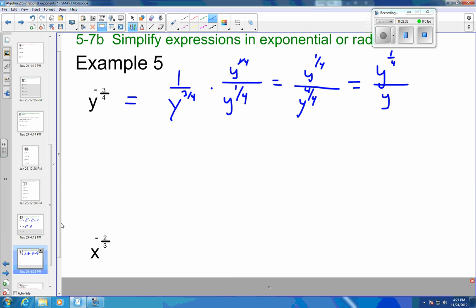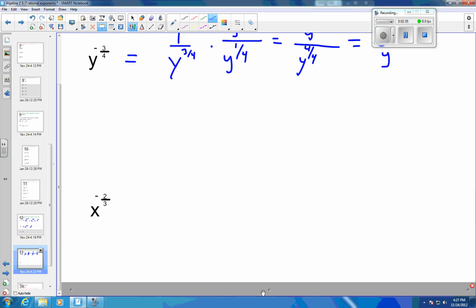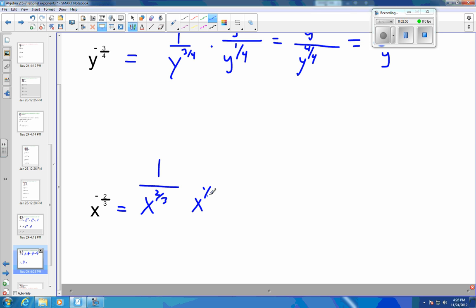Let's try another one of those, because those are a little bit complicated. So I've got a negative exponent, so that means it's 1 over x to the 2/3 power. So 2/3, well, if it was 3/3, it wouldn't be a fraction anymore, so I'm going to multiply by x to the 1/3 power more, top and bottom. And again, x to the 1/3 over x to the 1/3 is just one way of saying 1. So that leaves x to the 1/3 on top.